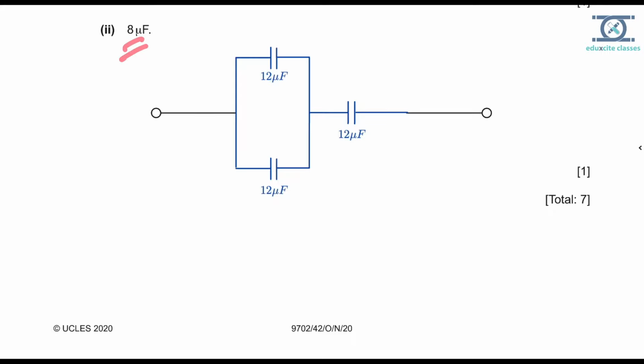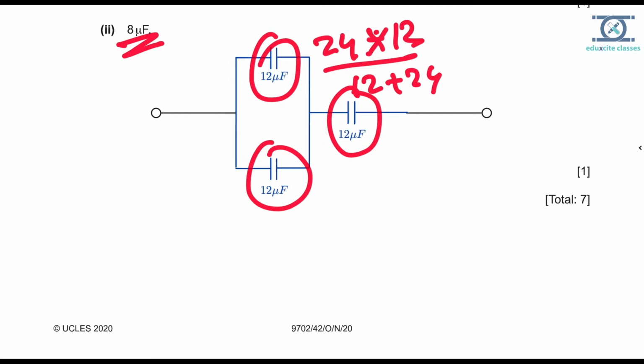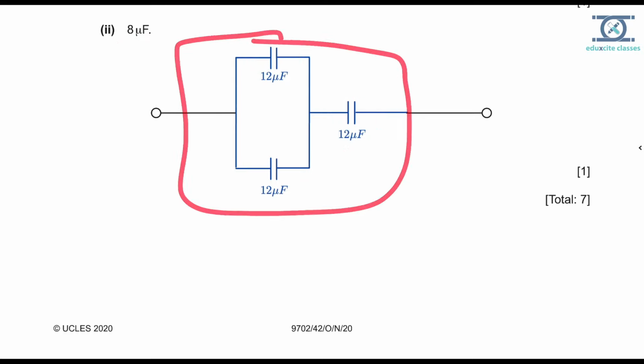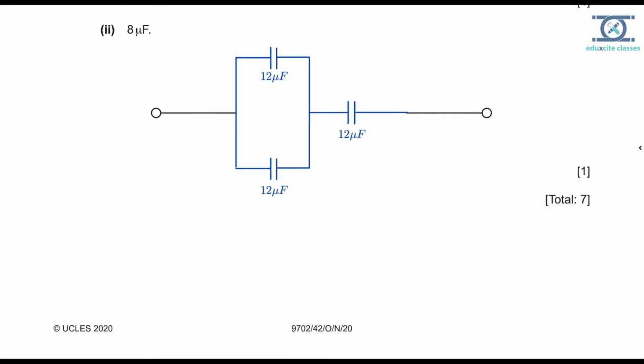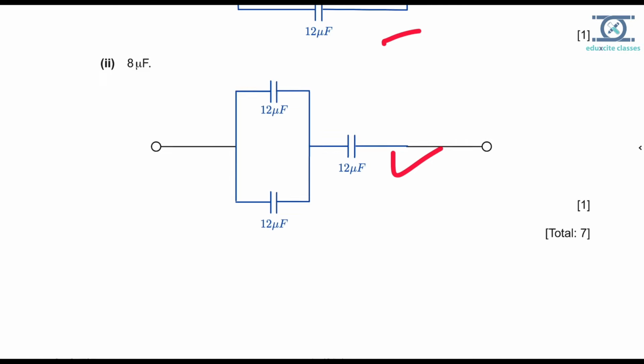Now for 8, 12 and 12 in parallel will give you 24. 24 and 12 are in series, so 24 into 12 divided by 24 plus 12, and you will get 8 as your answer. So this will be the combined capacitance using 12 microfarad capacitors to get an equivalent of 8 microfarad. You can see both are of 1 mark.